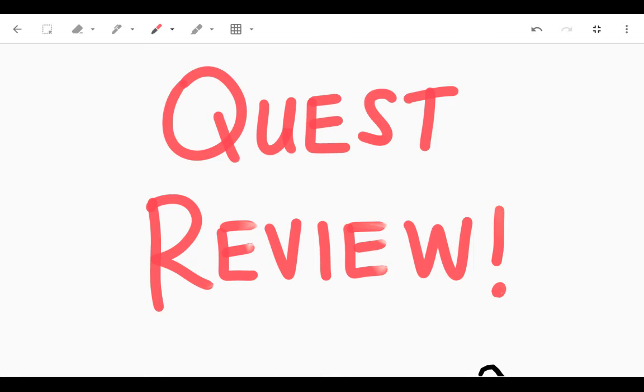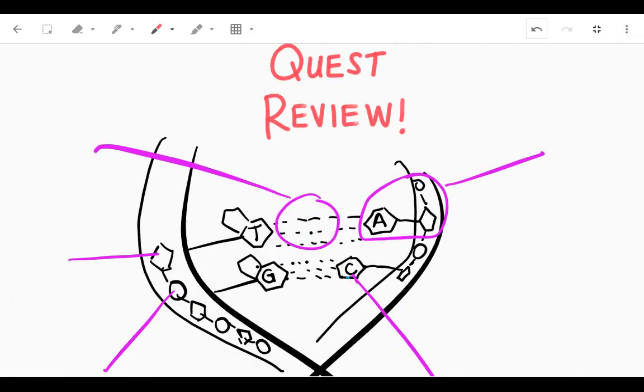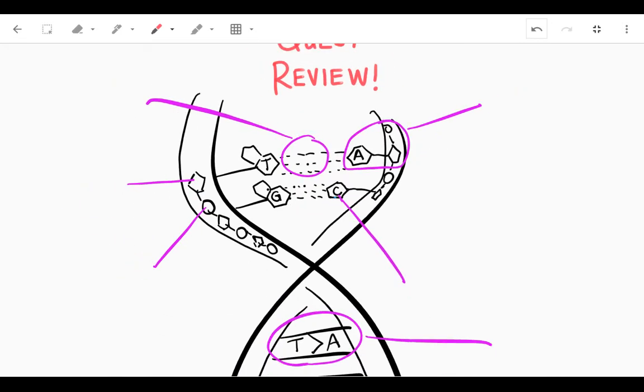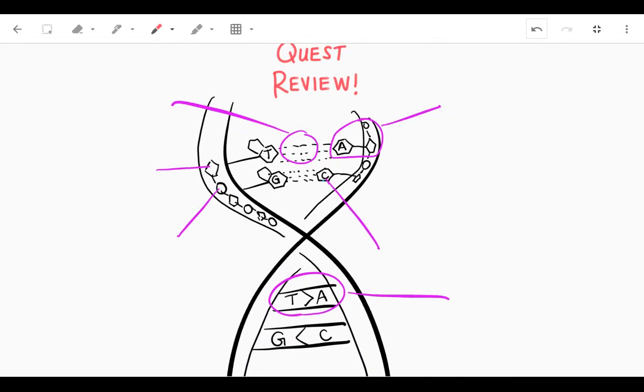This is a really quick QuEST review for all of those people who filled out some of the common questions on the Retake form. One thing that a lot of people wanted help with was labeling this diagram. I had to redraw it, and I'm not the best artist in the world, so I apologize in advance. But we're going to go over how to label this drawing.